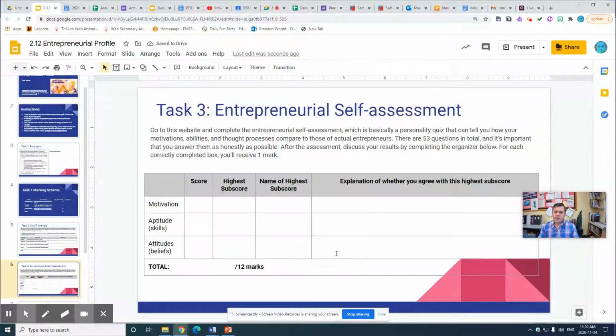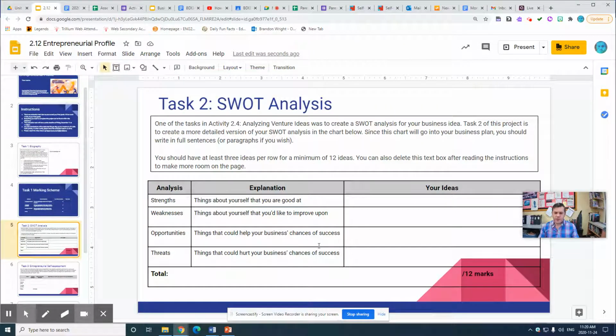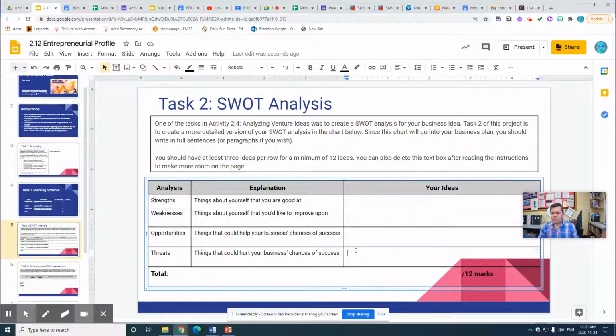And then finally, tell me 3, getting a little ahead of myself, 3 things that could hurt your business's chance of success. So those are threats. So the first thing that could hurt my business is blank. So if you have basically 3 sentences per row, you'll get a mark per sentence. That's 12 marks in total for this section.